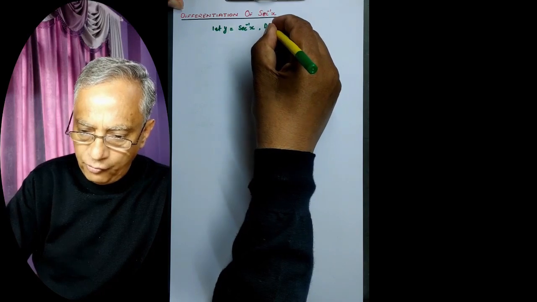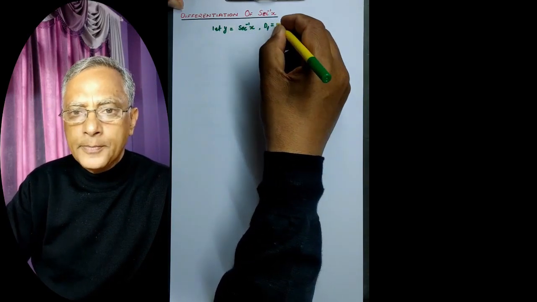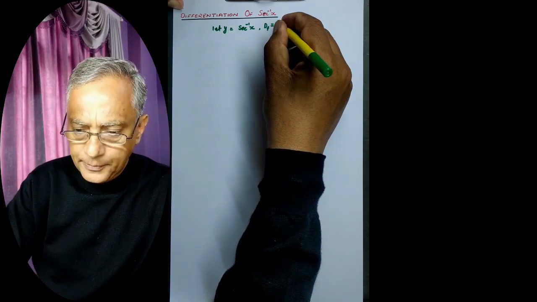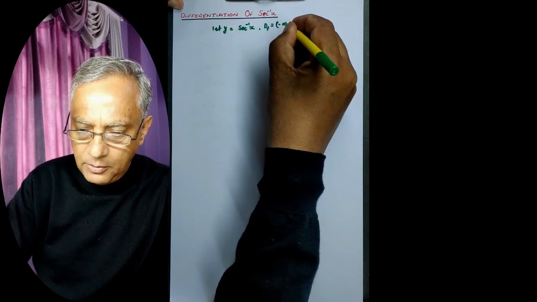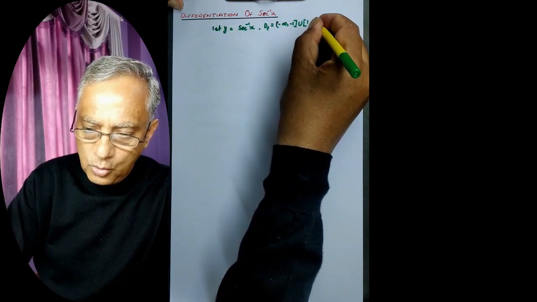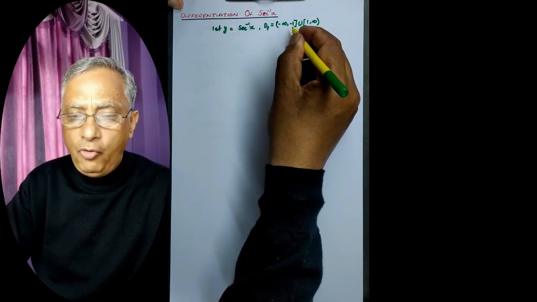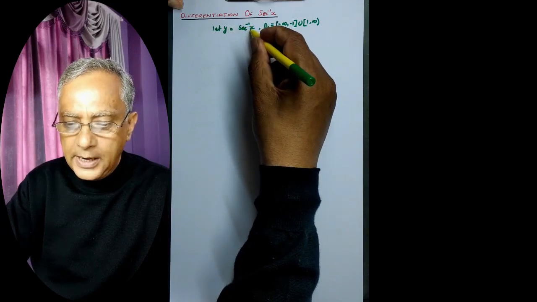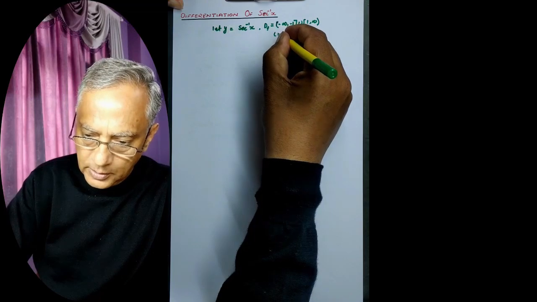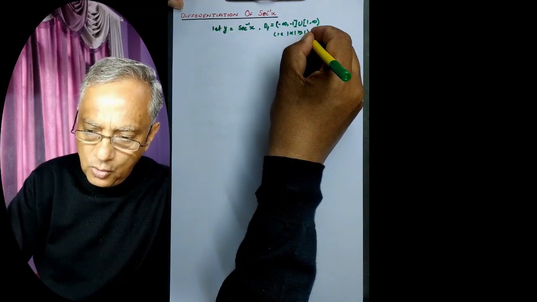Now domain of f is, now range of secant x is mod x greater than or equal to 1. That is, minus infinity to minus 1 union 1 to infinity. This is the range of secant x. So the domain of secant inverse x will be the range of secant x, that is, mod of x is greater than or equal to 1.